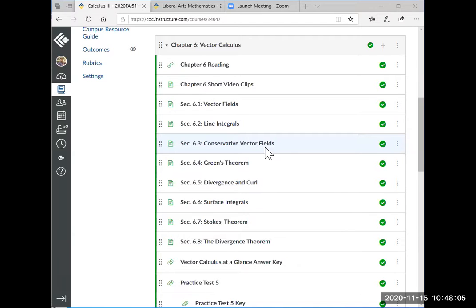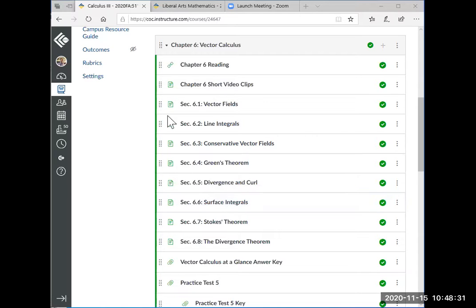All right, so this coming week you are doing another 3 sections. Section 4, Green's theorem. This is nice and it's not very long. Section 5, divergence and curl. This is a very short section. We just define what the divergence is for a vector field and what the curl is for a vector field. And then you will spend a lot of time in section 6.6, surface integrals.